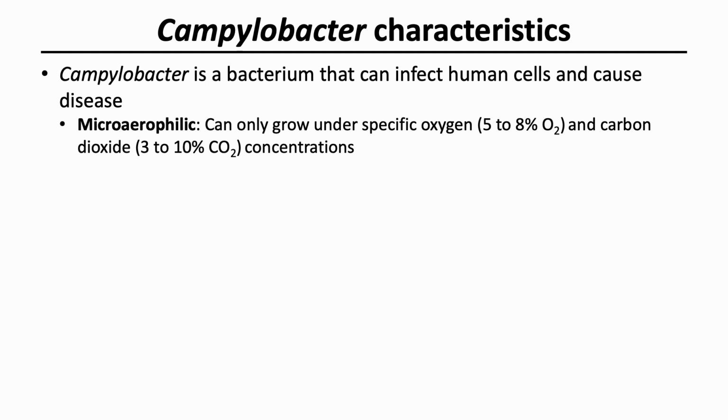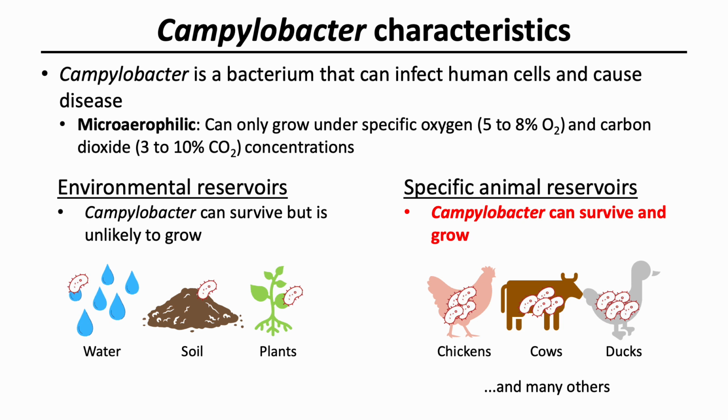Campylobacter is a bacterium that can infect human cells and cause disease. Campylobacter is microaerophilic, which means that it can only grow under highly specific oxygen and carbon dioxide requirements, for example, the conditions found in the gastrointestinal tract of animals that host this pathogen and represent its reservoirs. Because of its microaerophilic nature, Campylobacter can survive, but is unlikely to grow in many environmental reservoirs that do not have these specific oxygen and carbon dioxide conditions.